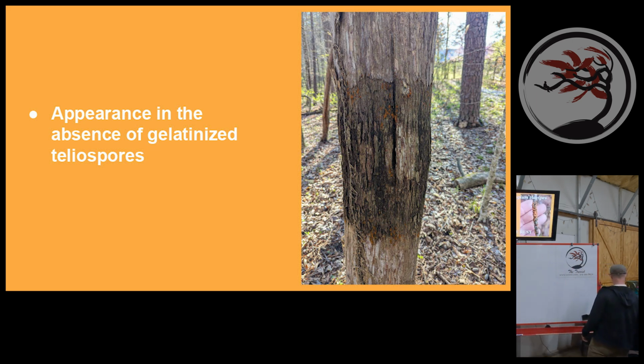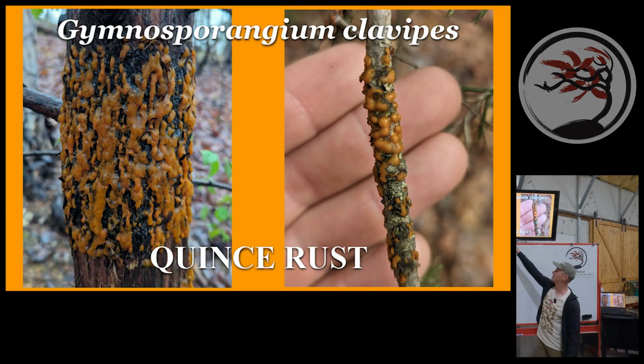Let's find, I've got it. Okay, so this is what it looks like when it's gelatinized. This is what I hope you see today. Super bizarre. It's going to jump out right away. And then you can see it along that twig there. But it's most obvious when it's on the main stem.